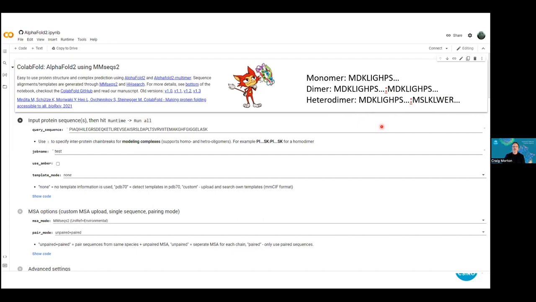So ColabFold's quick, easy to access. If you only have a few structures you want to play with, it's worth using. There is a resource limitation. It won't do very large sequences. And if you use it too often, it'll kick you out and say you're using up too much resource.